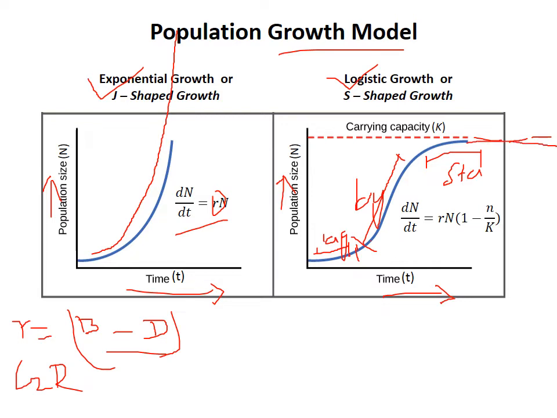So the equation is dN/dt, the rate of growth, equal to rN times (1 minus N by K), where r is the growth rate and K is the carrying capacity. Why this 1 minus N by K? If the population N is greater than K, then what happens? Then this factor will be negative, and the population growth is also negative. So that's why the number of individuals never goes beyond the carrying capacity. It's always at the level of the carrying capacity. So this is the logistic growth model.